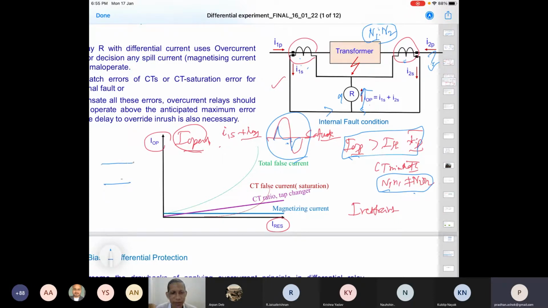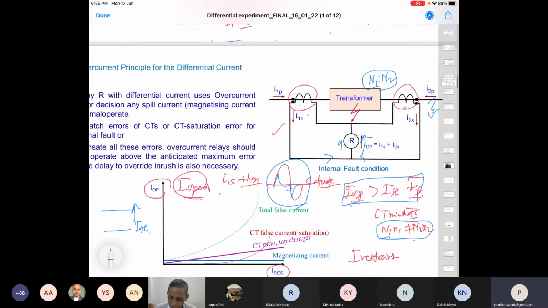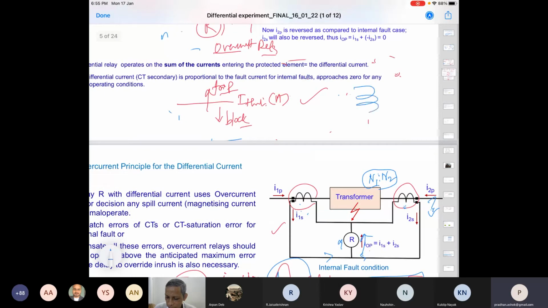The overcurrent setting may be higher and higher, so your threshold value goes higher and higher. What will happen? A fault in the transformer, I'm putting inside that for clarity. See here, what happens with the fault in the transformer?